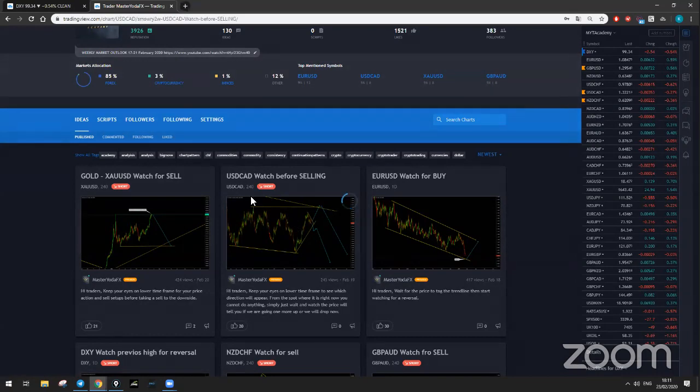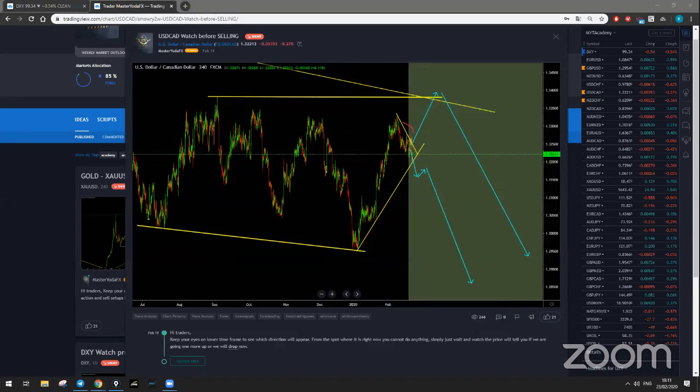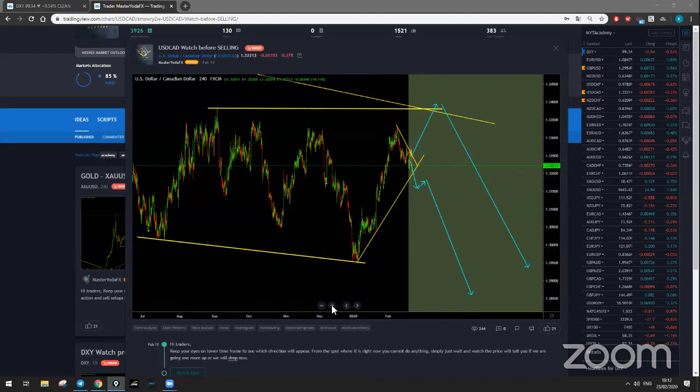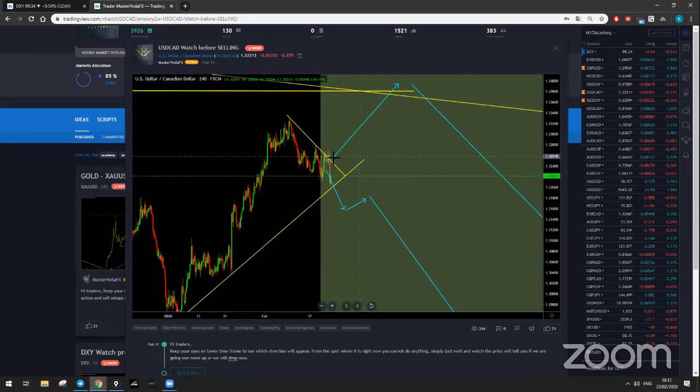USDCAD, watch before selling. Like I have told you, we are still in the correction, and this shouldn't actually trigger any of your buys or sells, if you watch it closely. What those arrows mean doesn't mean that I'm anticipating a buy or sell. I'm anticipating and watching what the price will do.